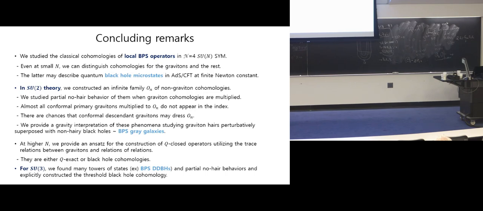And for SU3, we found many towers of states, and one of them is, in fact, due to our other type of supersymmetric hairy black holes that is called dual-dressed black holes.